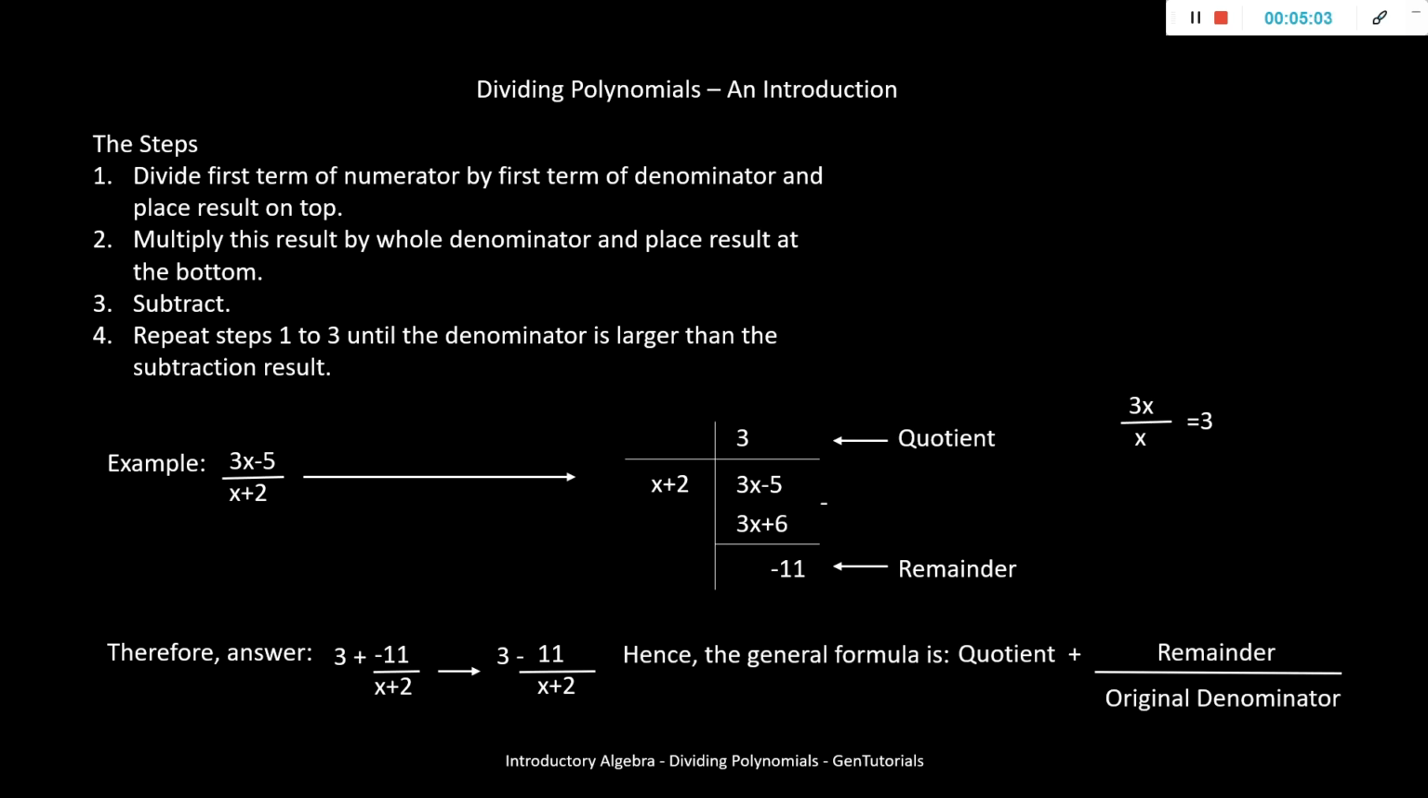And this makes sense. We have the quotient, represented by 3, plus the remainder, in this case minus 11, and so plus minus 11 is just minus 11, because plus and minus make a minus, all over the original denominator, which in this case was x plus 2. So that should serve as a brief introduction on how to divide polynomials. We shall build on this general idea later on in another lesson.